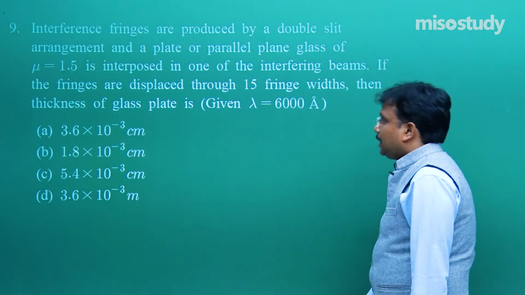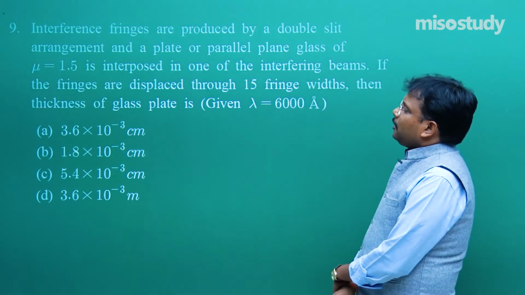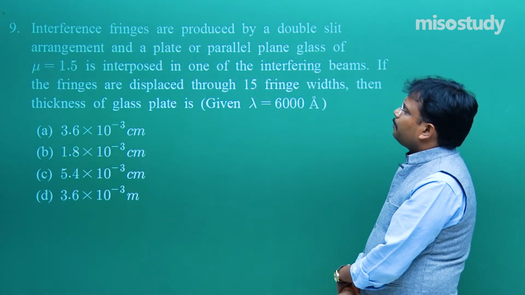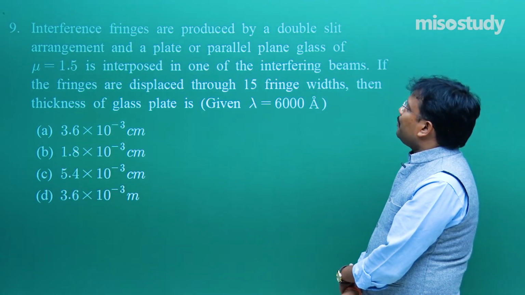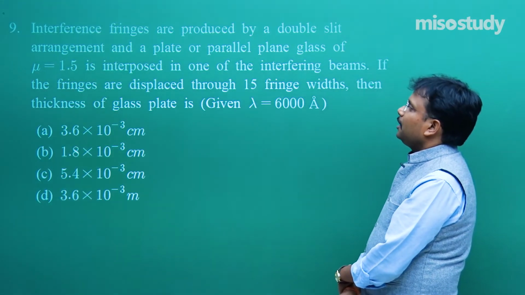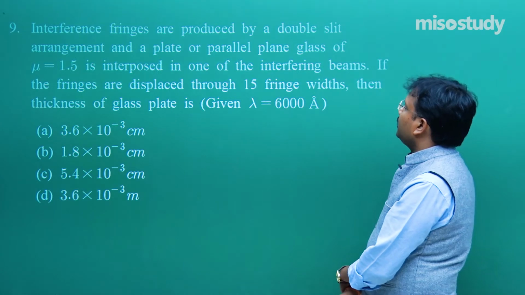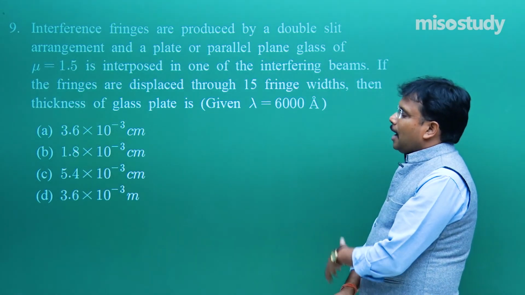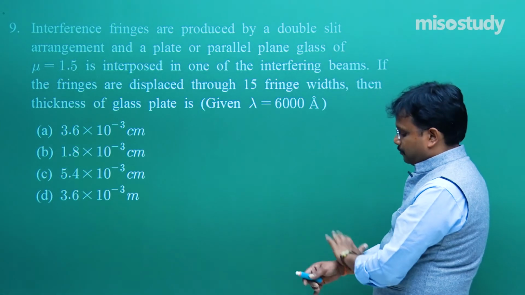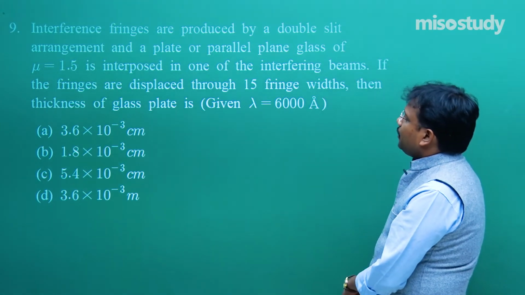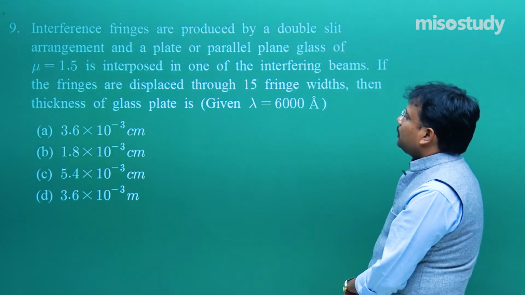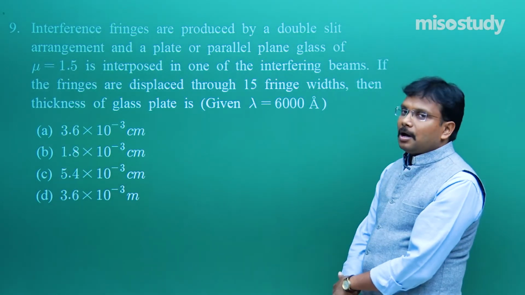Here it is, 9th question. Interference fringes are produced by a double slit arrangement, and a plate of parallel plane glass of mu equal to 1.5 is interposed in one of the interfering beams. Actually what is happening, I am going to explain with the help of a diagram, but just wait for some time. If the fringes are displaced through 15 fringe widths, then what is the thickness of the glass plate?